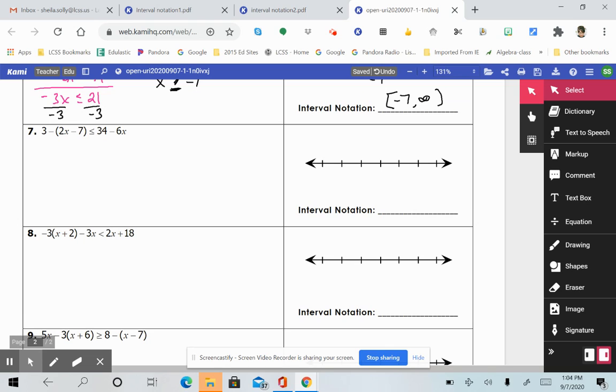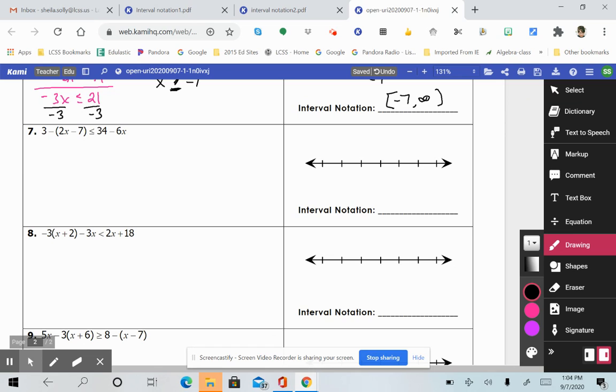All right, you try number 7. Remember to do the distributive property first. So we're going to distribute the negative. We have 3 minus 2x, and negative times negative is positive 7, less than or equal to 34 minus 6x. Combine like terms. On the left, we have 3 and 7, so we have negative 2x. 3 plus 7 is 10, less than or equal to 34 minus 6x.